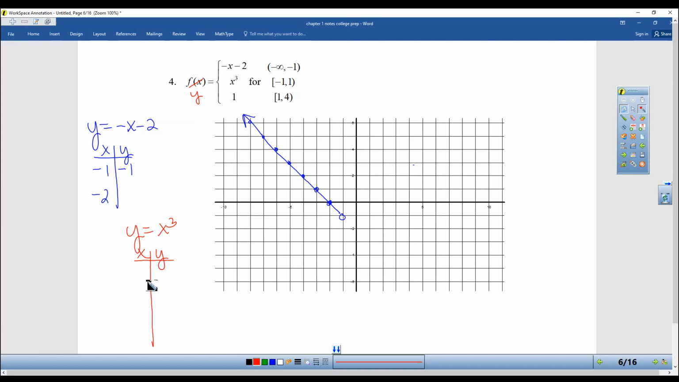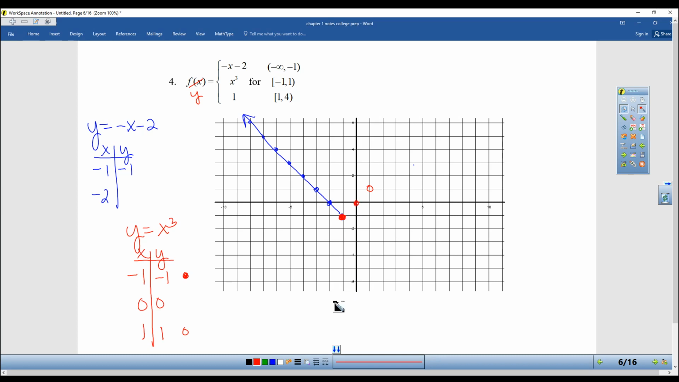What's the most important point to plot? 2 this time. I have to plot the negative 1, and I have to plot the 1. There's 2 endpoints. This is going to be a closed circle, and at 1, 1, it's going to be an open circle. So rock, paper, scissors, closed wins. So now I'm going to fill that in. 1, 1 is open. And please do not just draw a line. This is a cubic function. So another point it goes through is 0, 0.